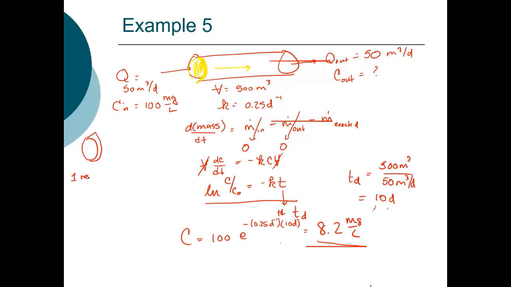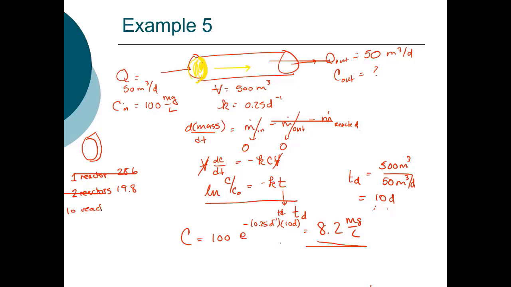So let's think back. With one reactor, we had 28.6. Two reactors, we had 19.8, if I remember right. Ten reactors, we had 10 point something here. With our plug flow, same volume. So the total volume is constant in all of these. We have 8.2.